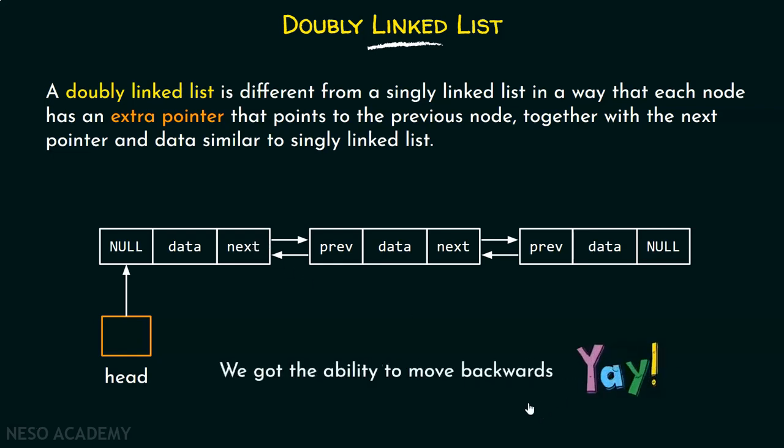So actually we got the ability to move backwards. Isn't that so? In case of singly linked list, of course, once we move forward, we won't be able to move backwards. But in case of doubly linked list, we have that capability to move backwards.